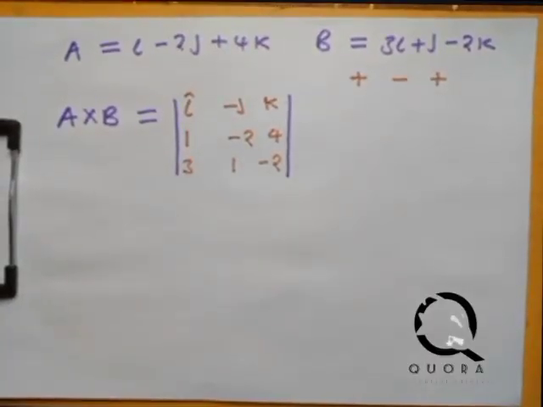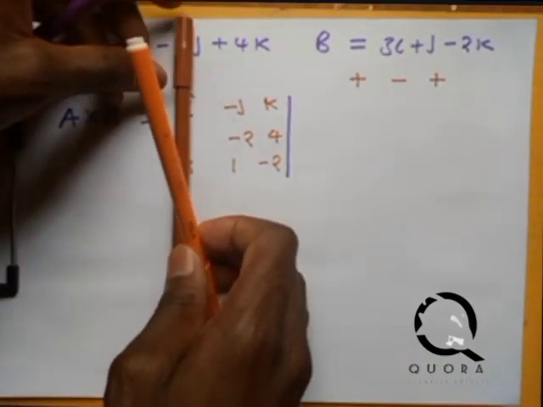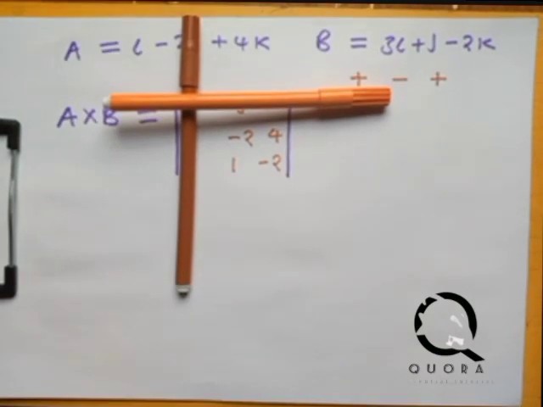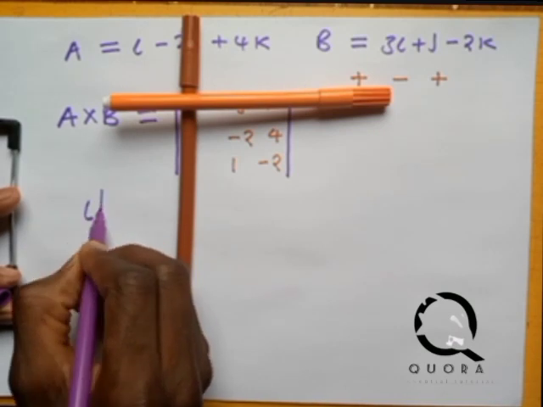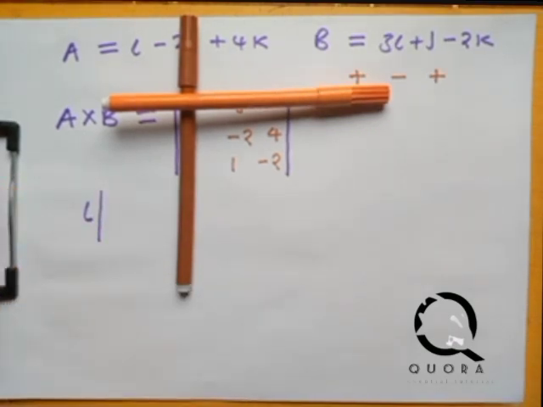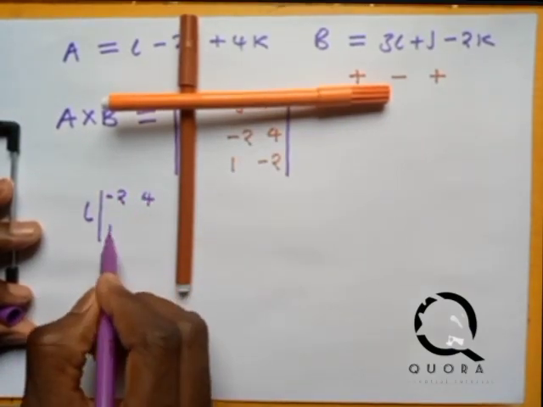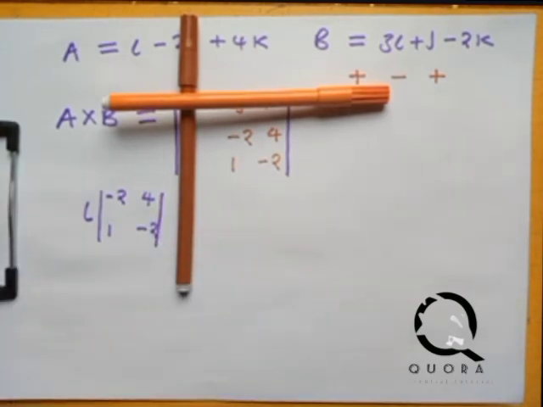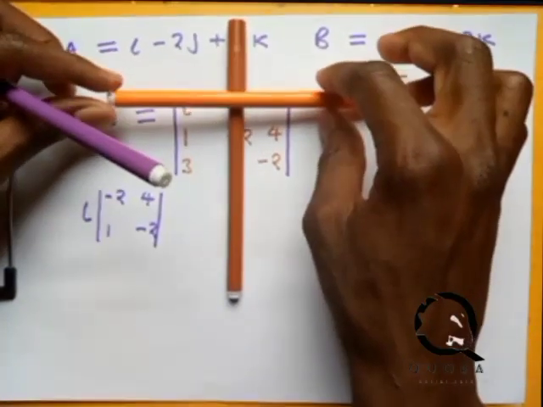I'll start doing the job. I'll hide this, and also if I hide this, I'll also hide that one. The number that has been hidden twice has to be written outside, so I'll say i. Then I'll put the numbers that haven't been hidden inside, which are negative 2, 4, 1, negative 2. I'll just move the middle part. I'll take it to the middle. This one is going to remain the same.